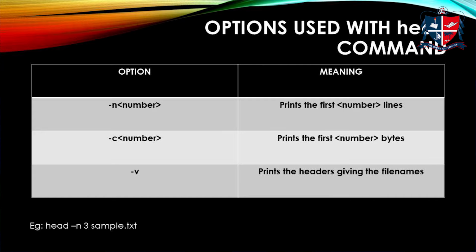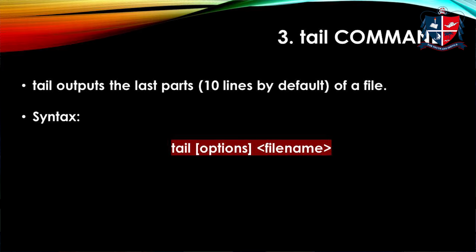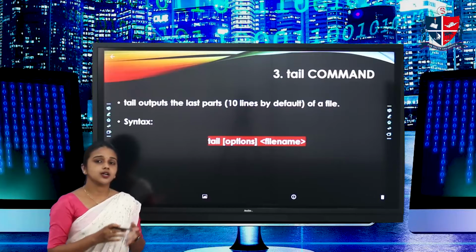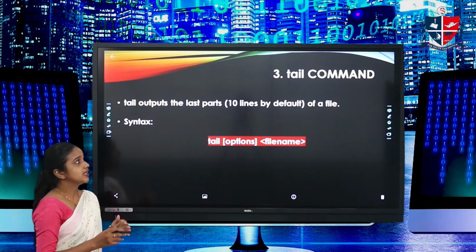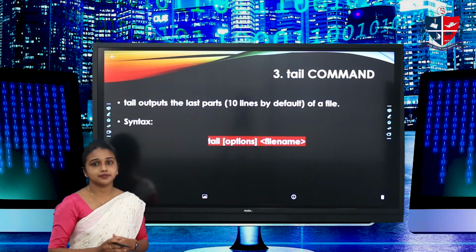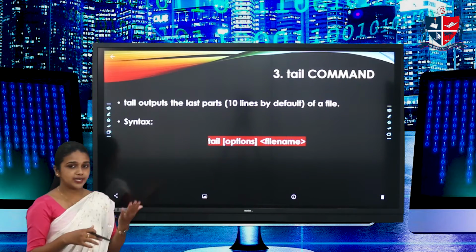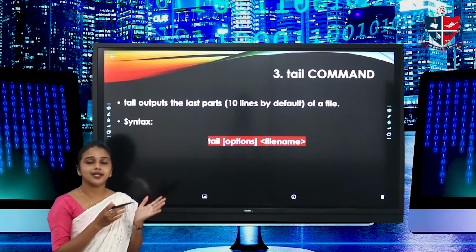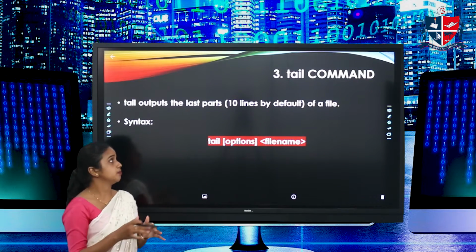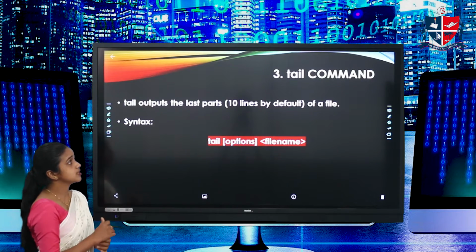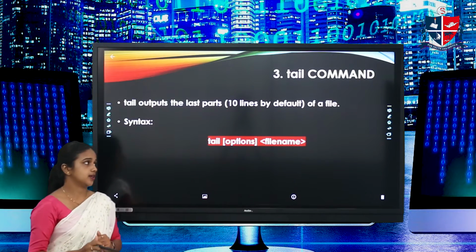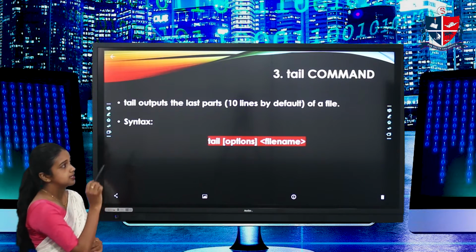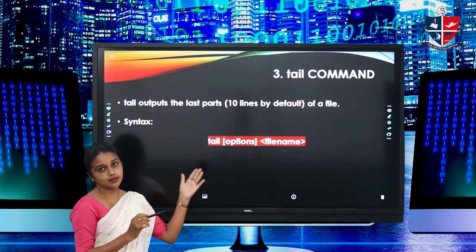The next one is the tail command. If there is a head, there is a tail. The tail command is somewhat similar to the head command, but it works just the opposite. The tail command prints the last part of the file. The head command was printing the top part, and this tail command will print the bottom part. Tail outputs the last part, by default the last 10 lines. The general format for using the tail command is tail, options, and file name.